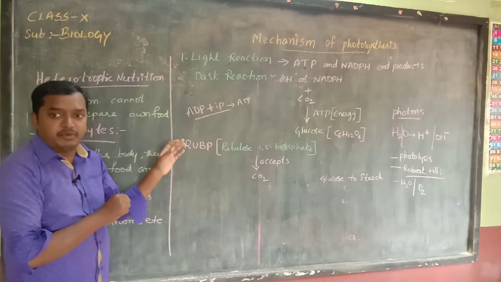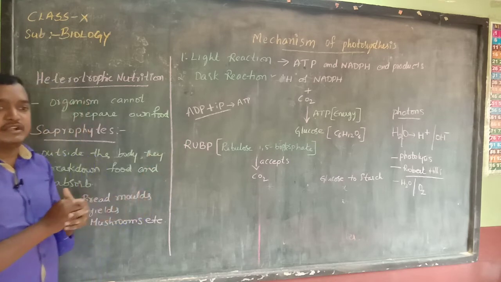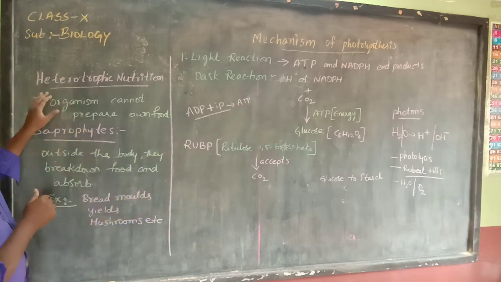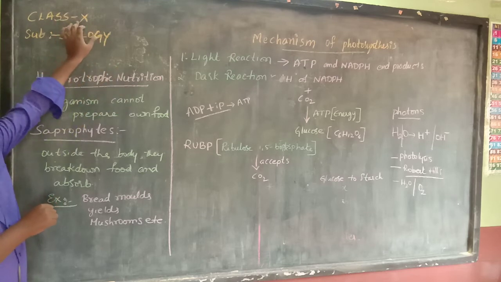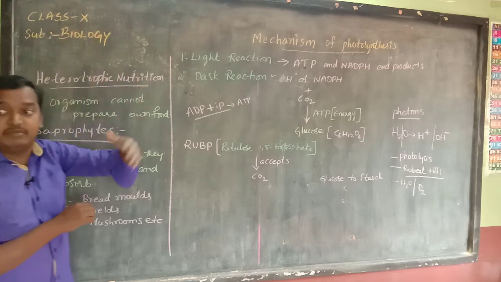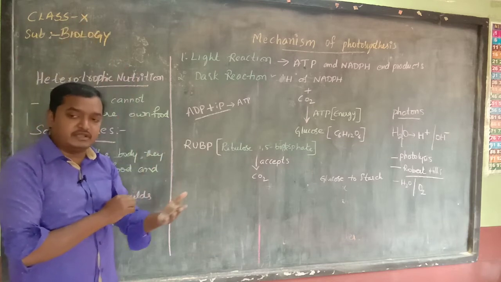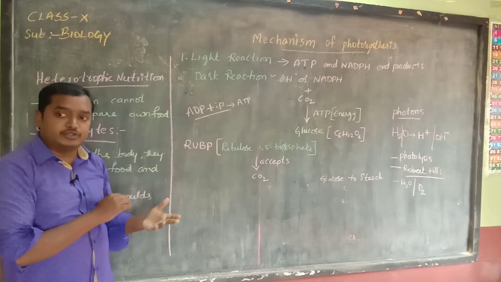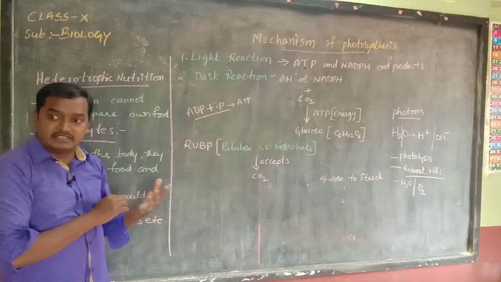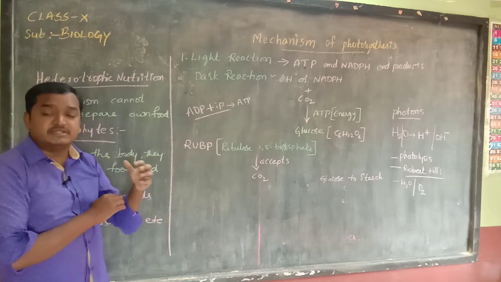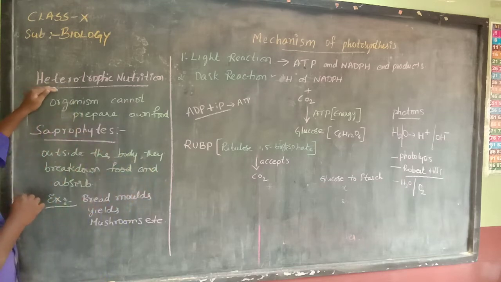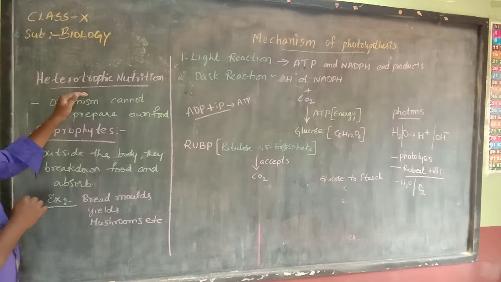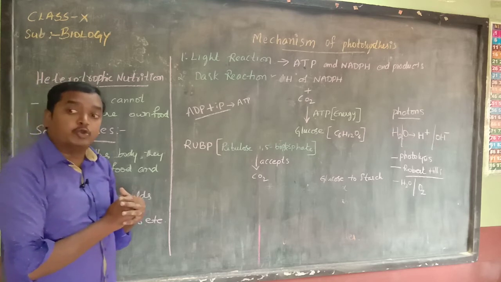So learn it properly. Next comes a special type of nutrition called heterotrophic nutrition. Already in the first classes we said autotrophic nutrition and heterotrophic nutrition. Two major types are there. Later on other types also exist: saprophytic, holozoic, and parasitic. Some differences are there. But majorly we look at the two nutritions. So before that we go for autotrophic.